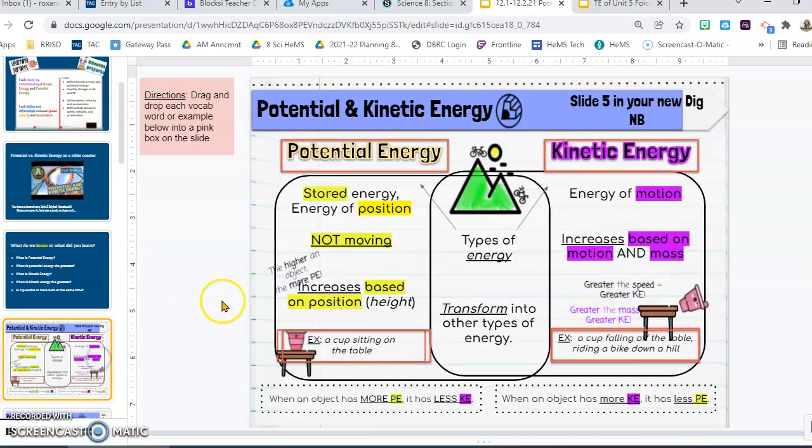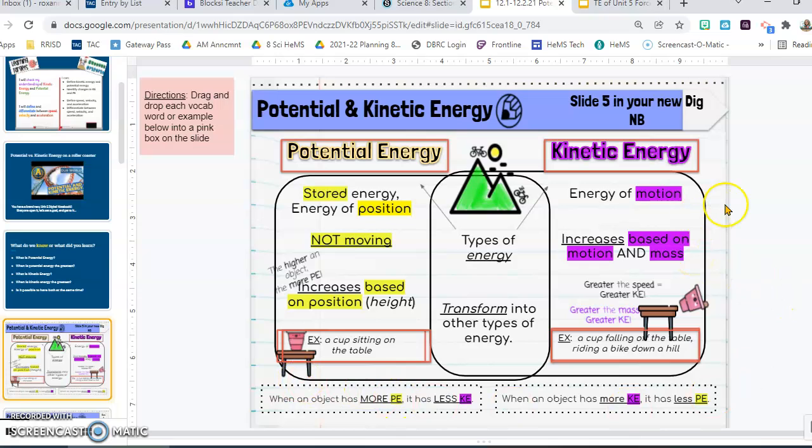All right. So here on our digital slide we did some dragging and dropping. You're going to want to pause the slide here and make sure you dragged and dropped. What we dragged and dropped over were the labels potential energy and kinetic energy. We're talking about the types of energy: potential is stored in its position. It's not moving. The higher the object is, the more potential energy. So potential energy is increased based on height. I have potential energy if I'm holding the ball at 3 inches at the table, but if I'm holding the ball at 6 feet, it has greater potential energy. And we dragged over the example of the cup sitting on the table and the little picture.